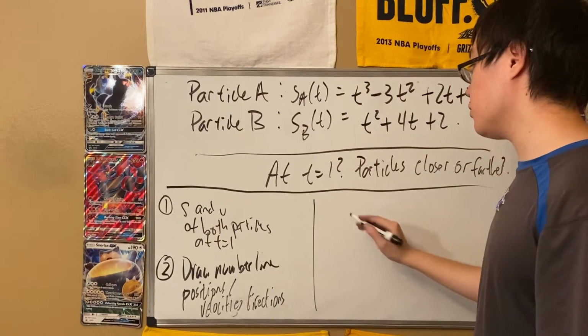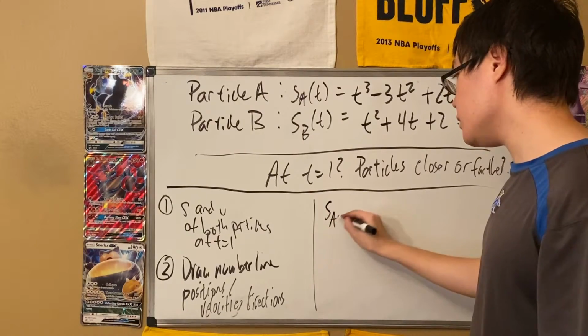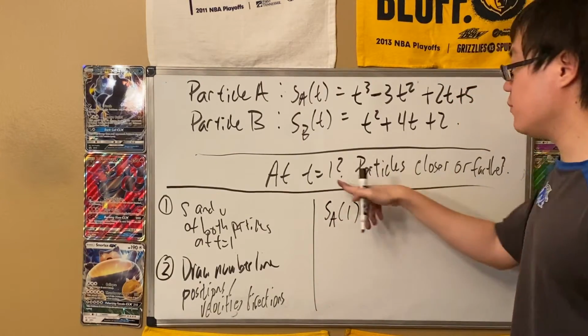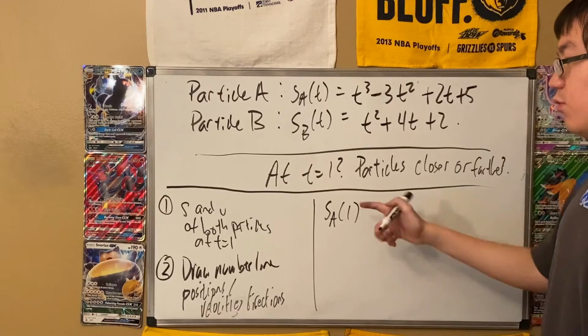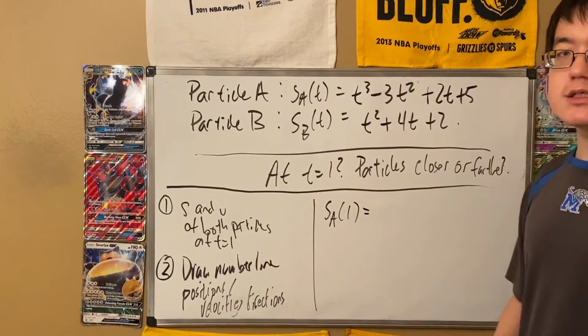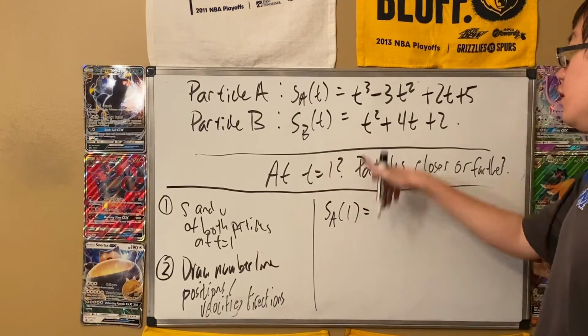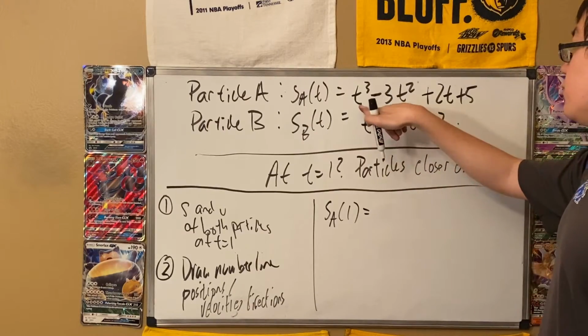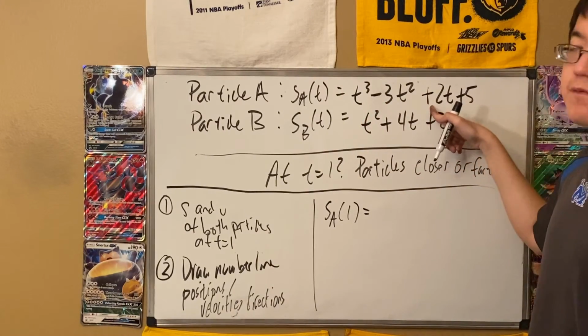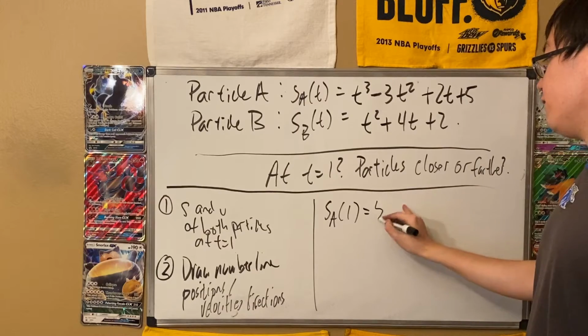So I'm going to take first particle 1, or particle A. We're going to plug in our number, a nice convenient number 1, and try to find where is particle A at time equal to 1. So when you plug in 1 here, it looks like it's going to be 1 minus 3 plus 2. All of those will cancel out. So it's going to be left with 5.